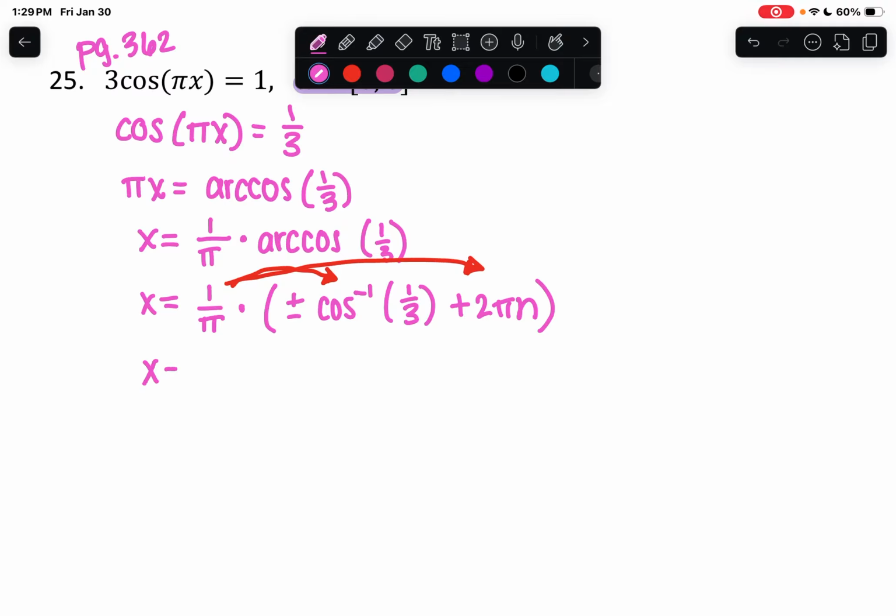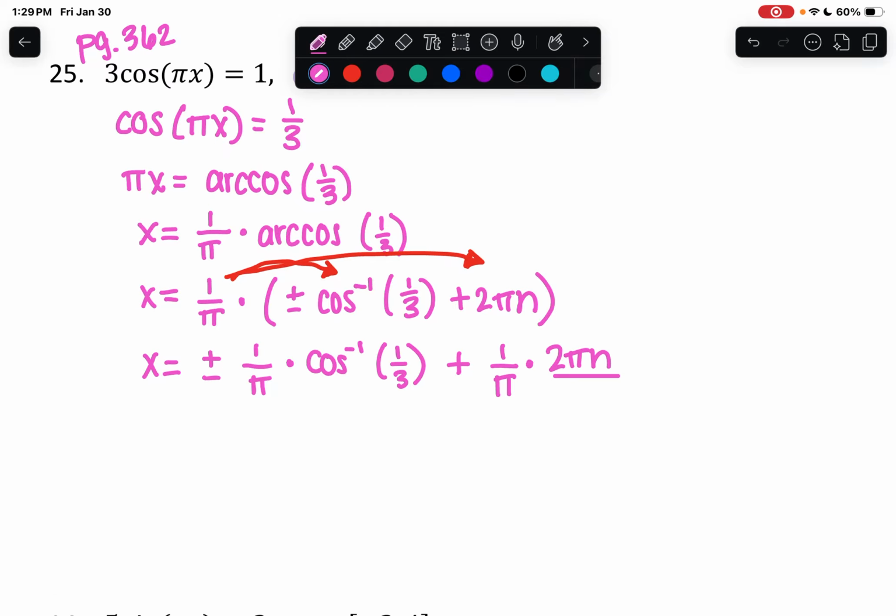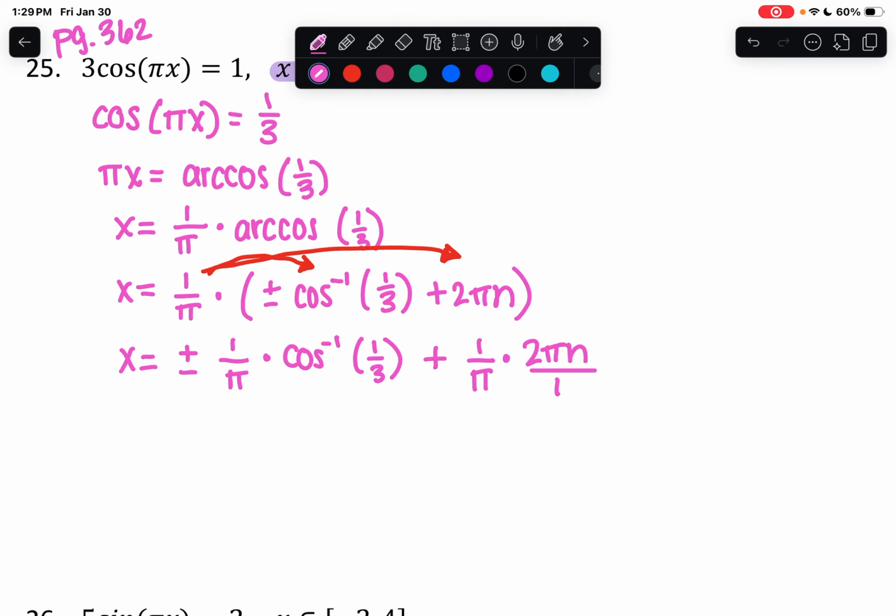And so then we'll have x equals, let's put the plus or minus out front, and then we have 1 over pi times inverse cosine of 1/3 plus, again, distribute again, 1 over pi times 2 pi n. Let's put that over 1. Sometimes that's also easier for us visually. And then once we have that, we can put into our calculator what this equals.